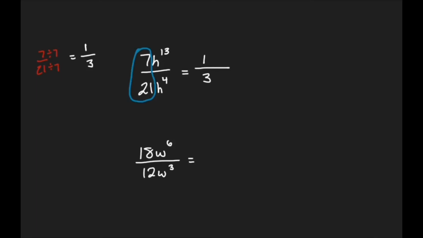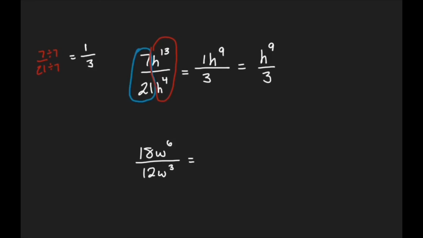And then we do the same thing where we subtract our exponents. 13 minus 4 is 9. So we don't really need that 1 there, so we would just have h to the 9th over 3. And that's our solution.